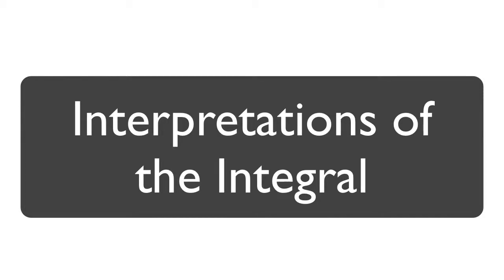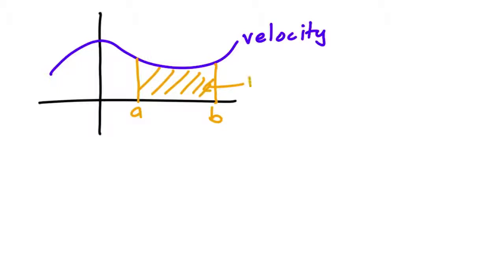Okay, so what we want to do is look at the different interpretations of the integral. We already have one that we've been using quite a bit, and that is that if you have a function that represents the velocity, then the area underneath the curve is going to represent the distance traveled. Now, we're going to elaborate a little bit more on that.